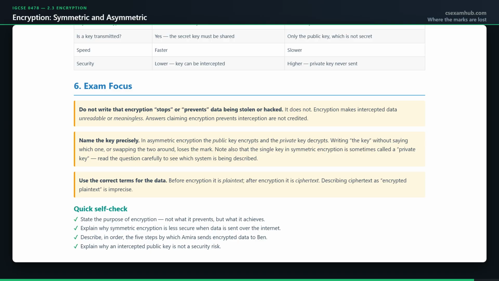Third, use the right word for the data at each stage. Before encryption, it is plaintext. After encryption, it is ciphertext. Calling ciphertext encrypted plaintext is imprecise and will not always be credited. Get those 3 right, and this topic is straightforward marks.